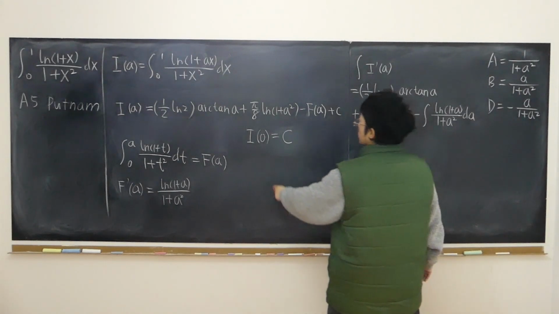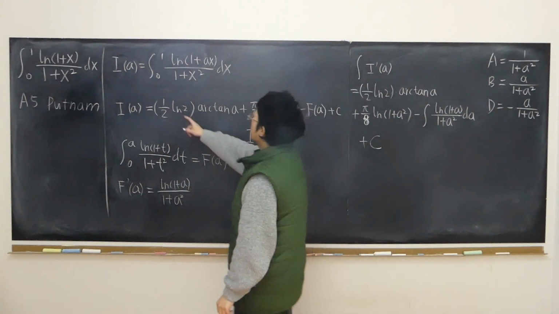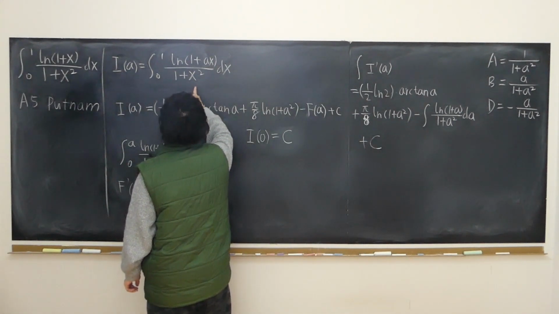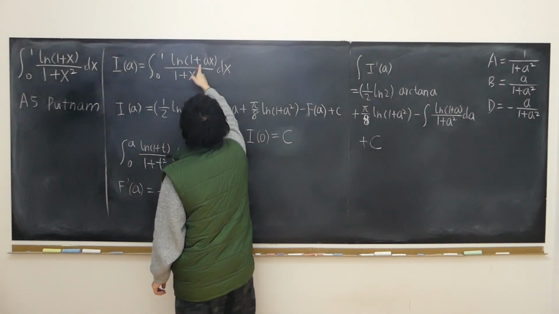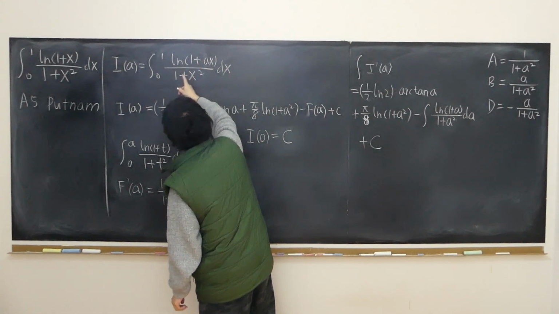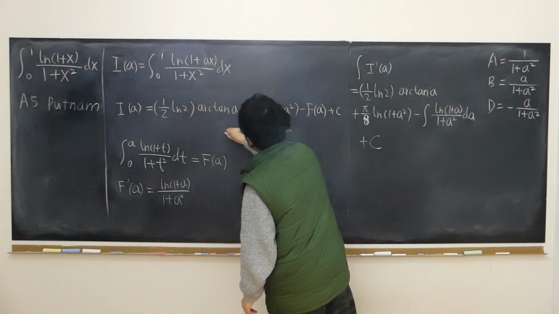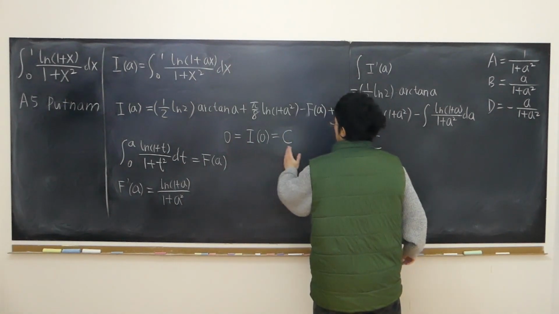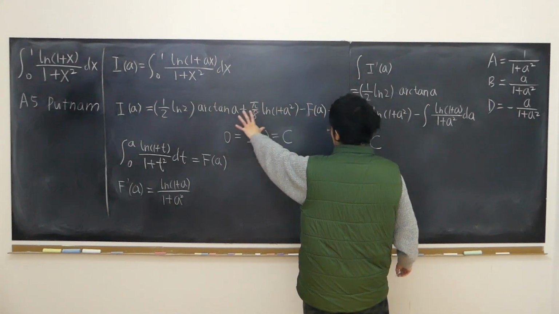We have to find out what's I of 0. I of a is equal to that. I of 0. So log 1 plus 0. Log 1 is 0. 0 integrate is still 0. So I of 0 is in fact 0. So C is equal to 0. Right, so C is gone now. So this looks much better.